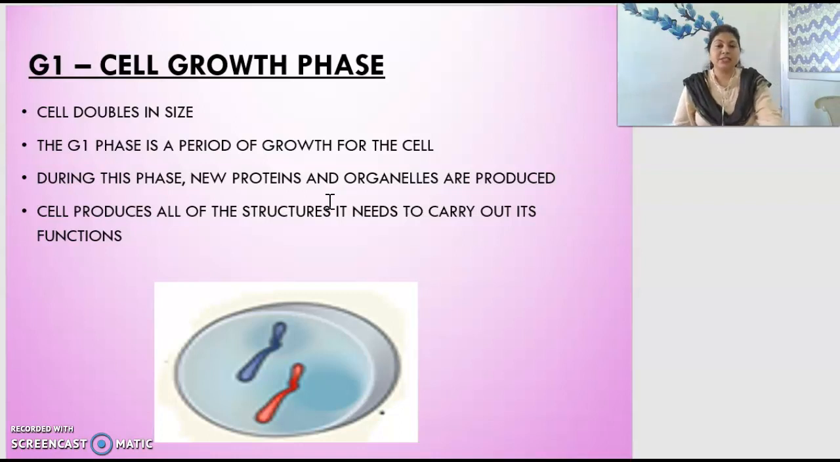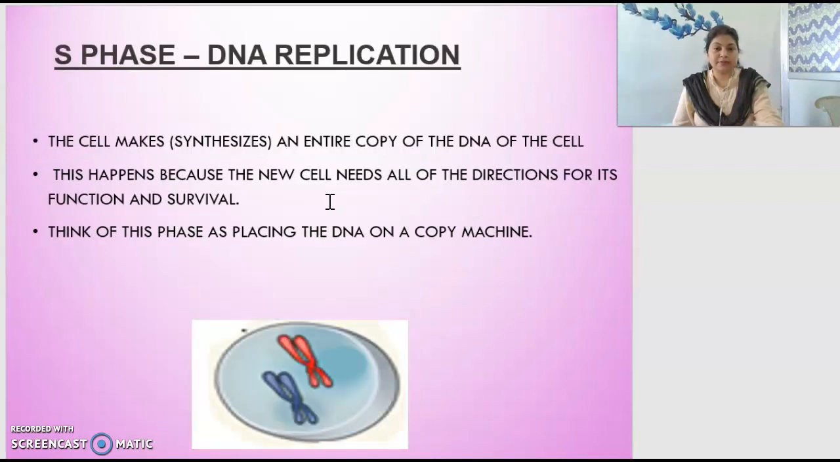In interphase, the G1 represents the cell growth phase where the cell doubles in size. It is basically the period of growth for a cell. During this phase, new proteins and organelles are produced. The cell produces all the structures it needs to carry out its function.